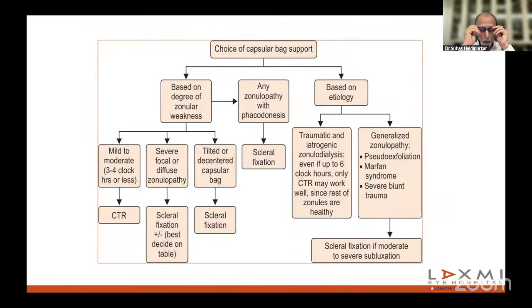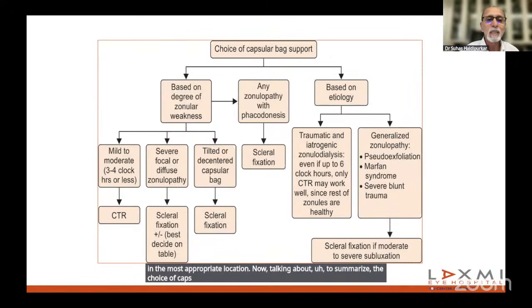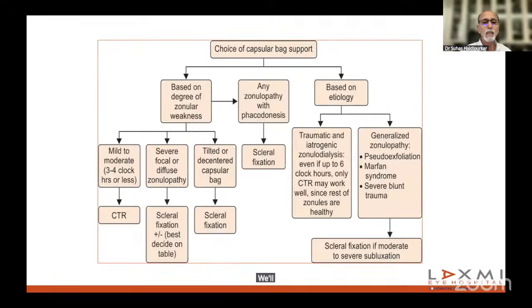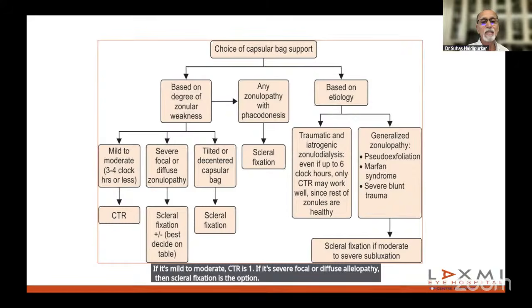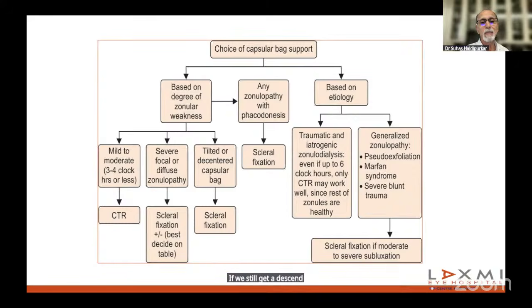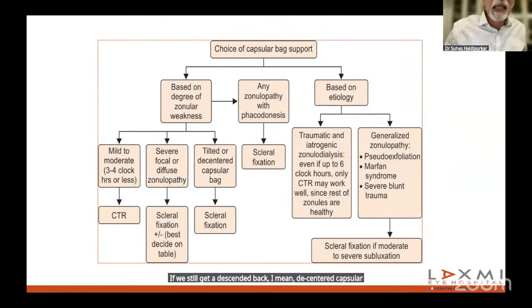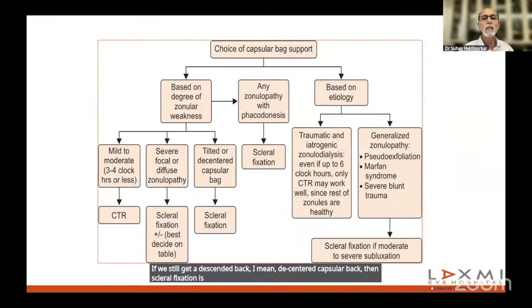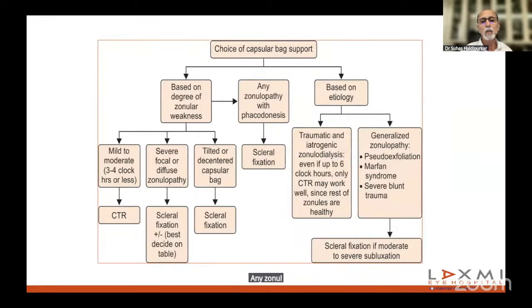Now, to summarize, the choice of capsular bag support will definitely be based on the degree of zonular weakness. If it's mild to moderate, CTR is one option. If it's severe focal or diffuse zonulopathy, then scleral fixation is the option. If it's a tilted or decentered capsular bag, then scleral fixation is the way forward. Any zonulopathy with phacodonesis, you have to use a segment or anchor.